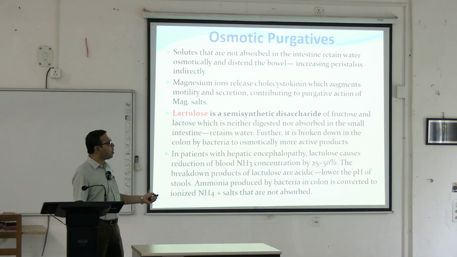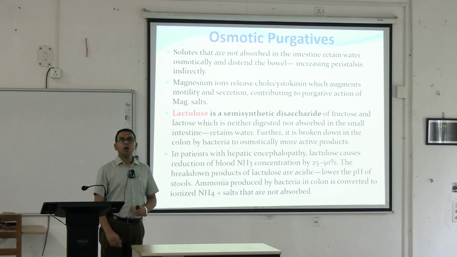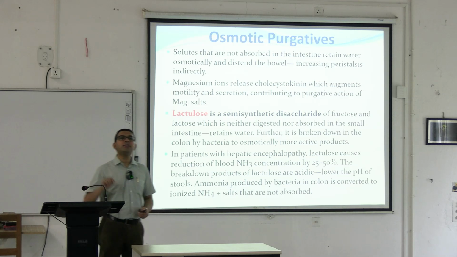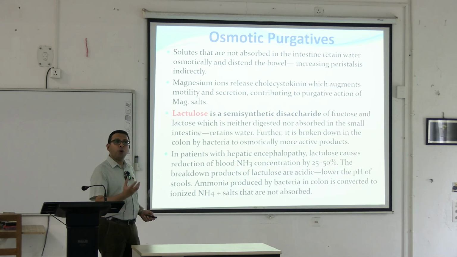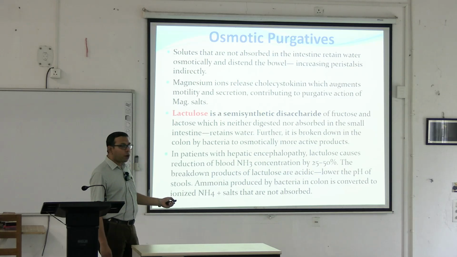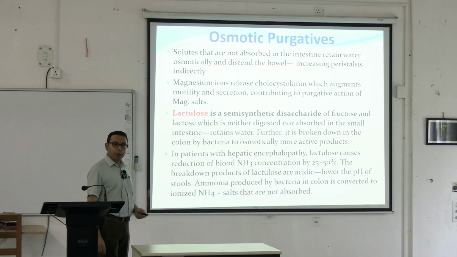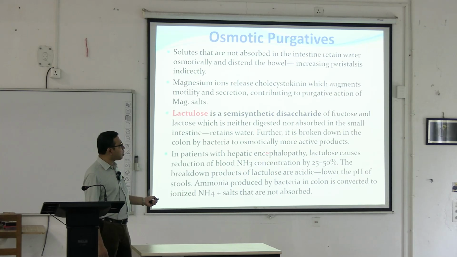Lactulose is a semi-synthetic disaccharide of fructose and lactose, which is neither digested nor absorbed in the small intestine. It is present within the intestinal lumen, so it retains water because it is osmotically active. It is broken down in the colon by bacteria to osmotically more active products. In patients with hepatic encephalopathy, lactulose causes reduction of blood ammonia levels by approximately 25 to 50%.